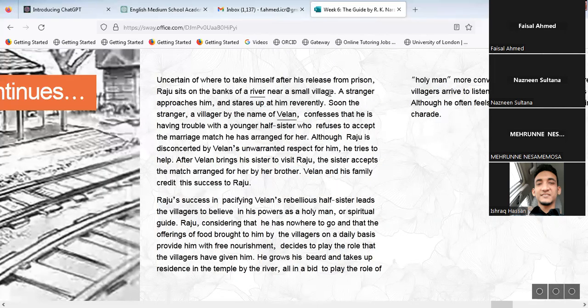Uncertain of what to do with himself after he is released from prison, Raju sits on the banks of a river near a small village.